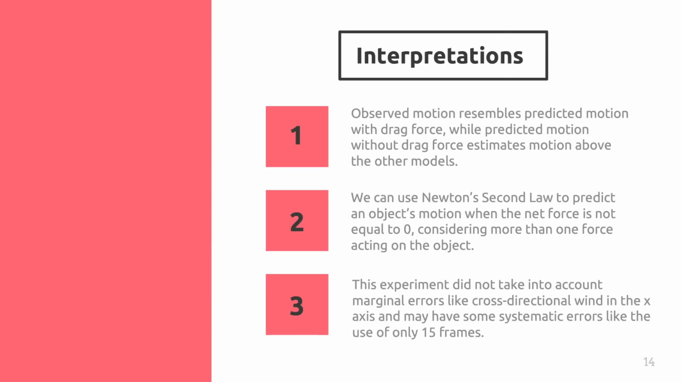After ending the experiment, we can say that the observed motion resembles the predicted motion with drag force more closely, while the predicted motion without drag force estimates motion above the other two models. This is so because the drag force adds another factor that the system actually experiences rather than ignoring it, showing greater fidelity to reality. As well, we conclude that we can use Newton's second law to predict an object's motion when the net force is not equal to 0, considering more than one force is acting on the object. I would like to note that this experiment did not take into account marginal errors like the cross-directional wind in the x-axis and may have some systematic errors like the use of only 15 time frames.